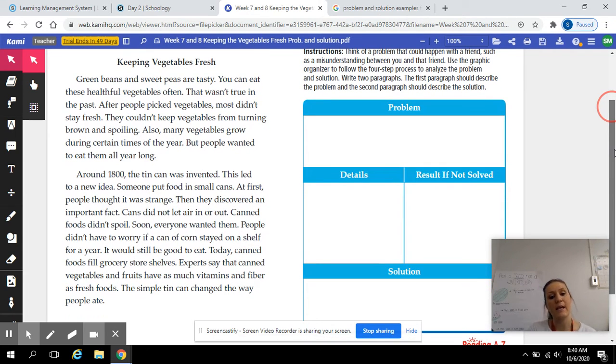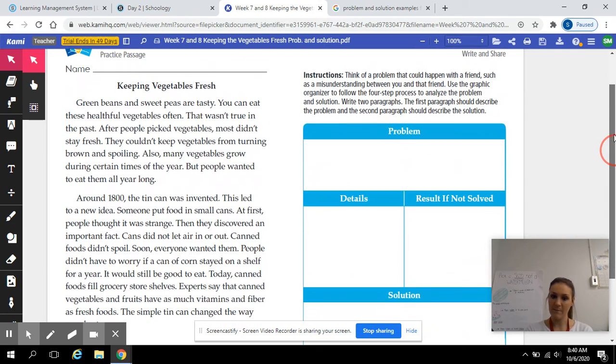Around 1800, the tin can was invented. This led to a new idea. Someone put food in small cans. At first, people thought it was strange. Then they discovered an important fact. Cans did not let air in or out. Canned foods didn't spoil. Soon, everyone wanted them. People didn't have to worry if a can of corn stayed on a shelf for a year. It would still be good to eat. Today, canned foods fill grocery store shelves. Experts say that canned vegetables and fruits have as much vitamins and fiber as fresh foods. The simple tin can changed the way people ate.